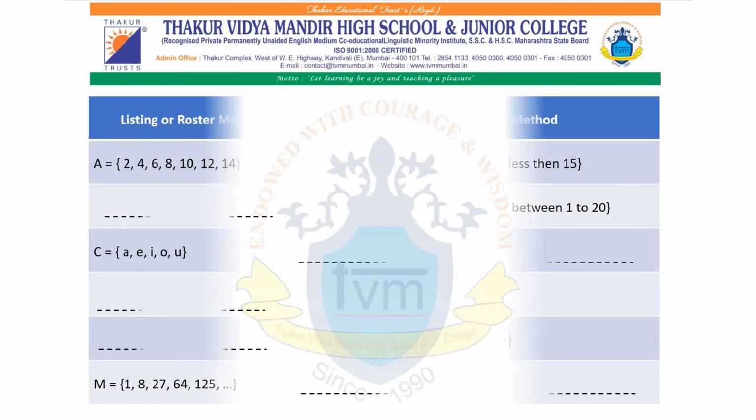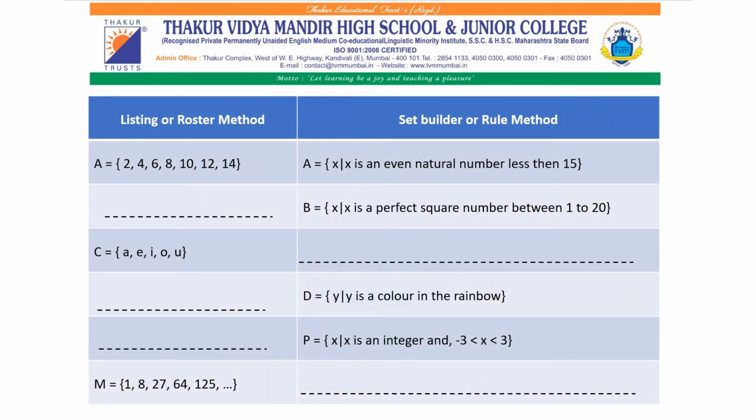Let us see a few more examples of listing or roster method or set builder or rule method. Example number 1. A is a set of 2, 4, 6, 8, 10, 12, 14. Observe these numbers. These numbers are even natural numbers which are less than 15. So in set builder form, it can be written as A is a set of x such that x is an even natural number less than 15.